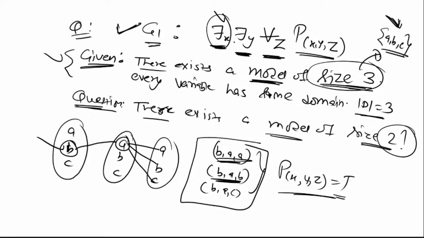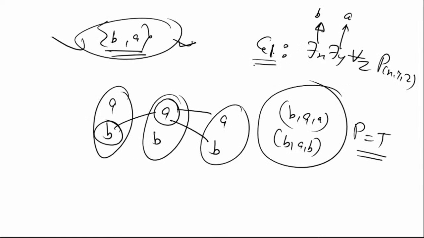We cannot guarantee a model of size 4. Let me prove it to you that we cannot guarantee a model of size 4. Anyway, right now you can see that for there exists X, I am taking this B, and for there exists Y, I am taking this A. That's why I am taking this A, B, because I know that for this A, B, definitely this G1 will become true. So in this domain A, B, my formula G1 is true, so I can say that we can guarantee that there is a model of size 2.